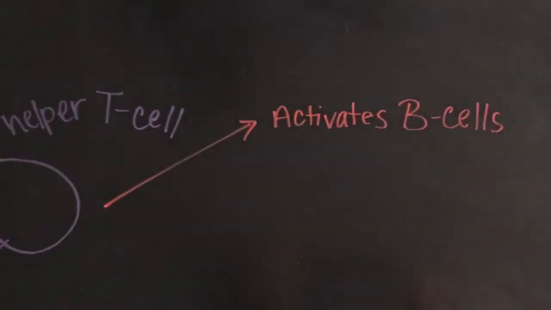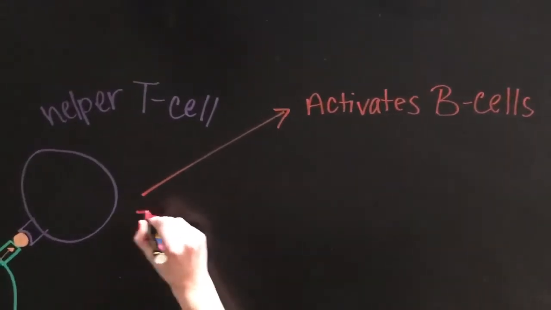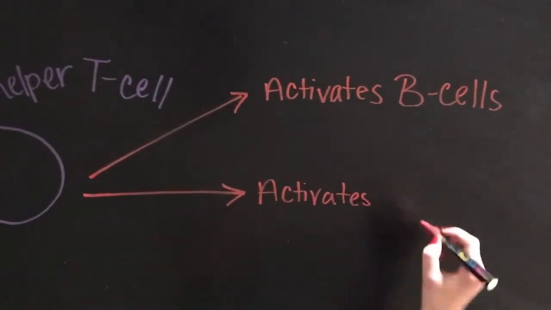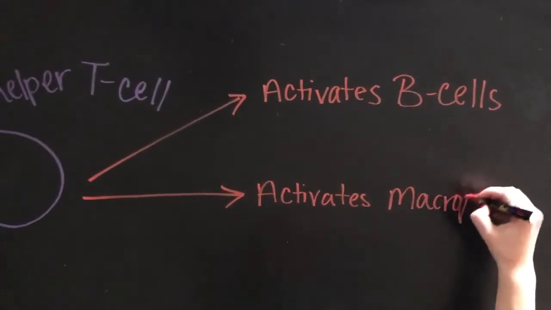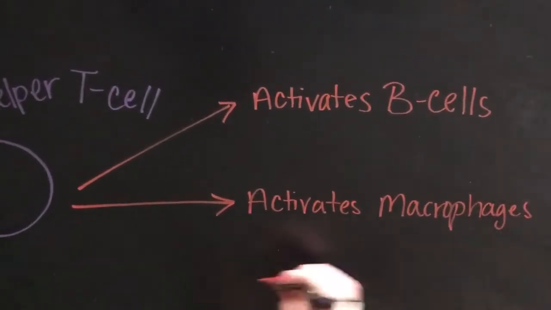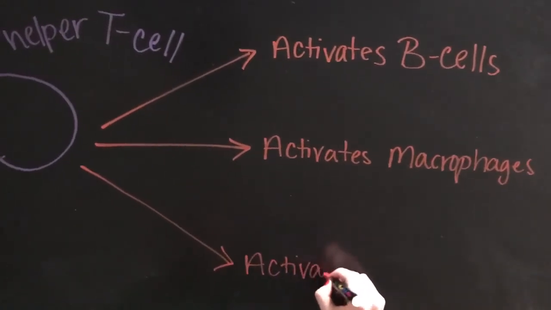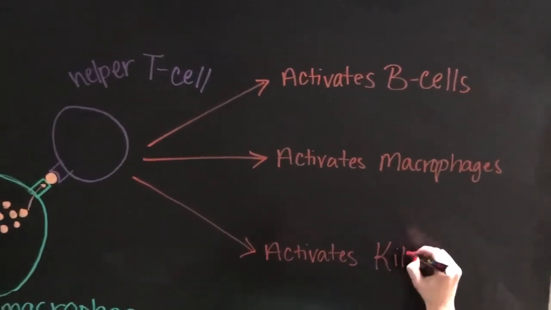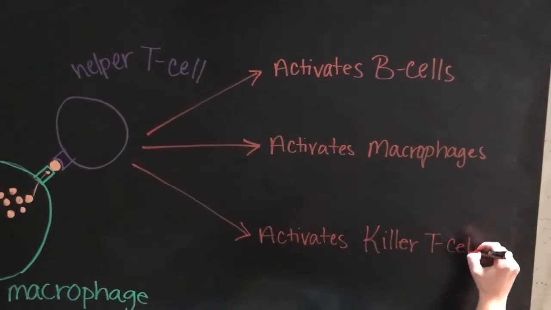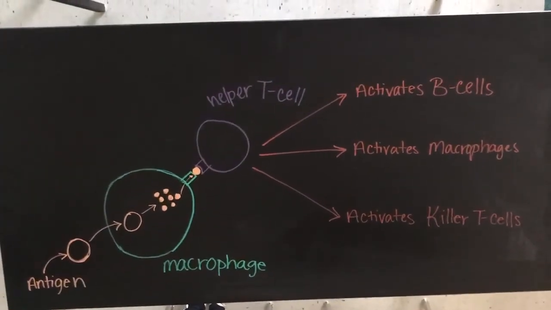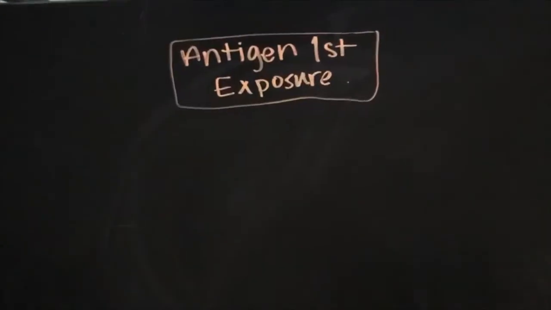B cells are what create antibodies and help fight disease in your body. It can also activate more macrophages and other antigen presenting cells, and then lastly it activates killer T cells, which actually kill infected cells in the body, and I'll talk about that a little bit more later. So this is just a basic overview of what the T cells do, and we'll talk about memory T cells.